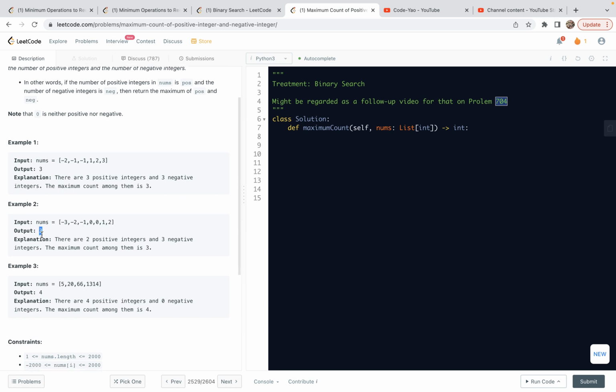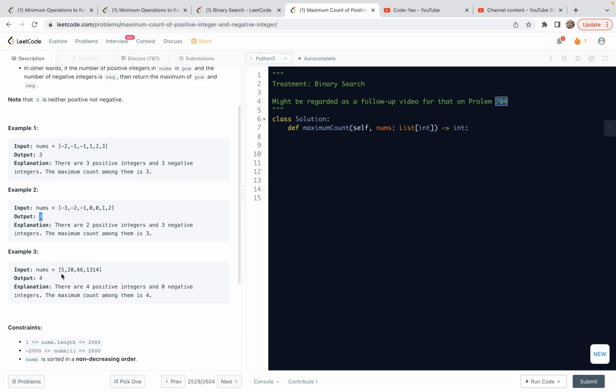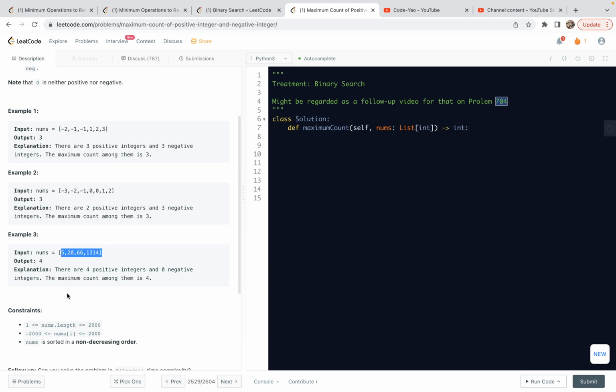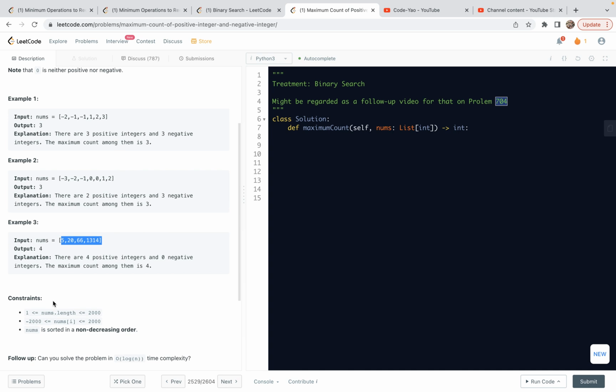In the second example, we have 3 negative numbers and 2 positive numbers. The larger is 3, so we return 3. And in example 3, we have 4 positive numbers and 0 negative numbers, so the return is 4. With that said, let's also look at the constraints.